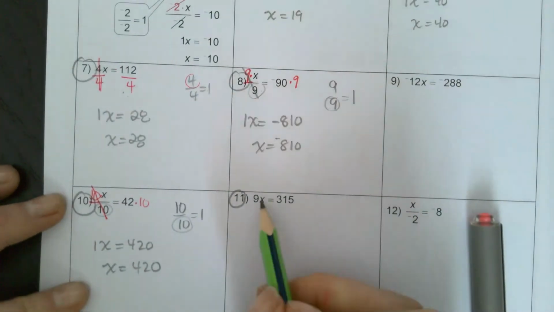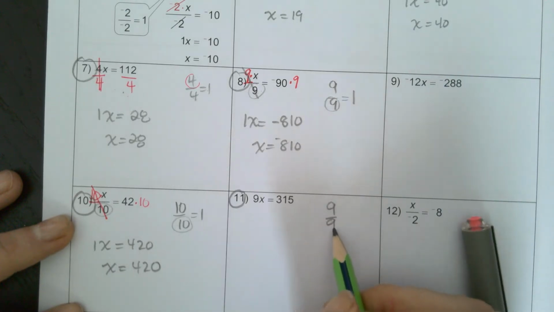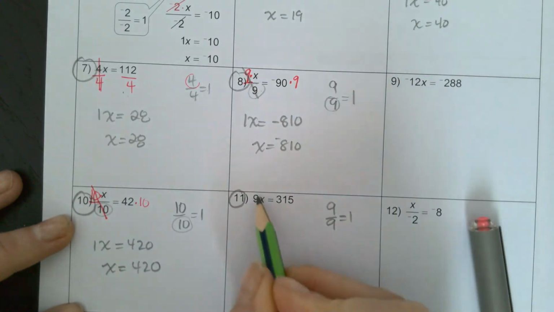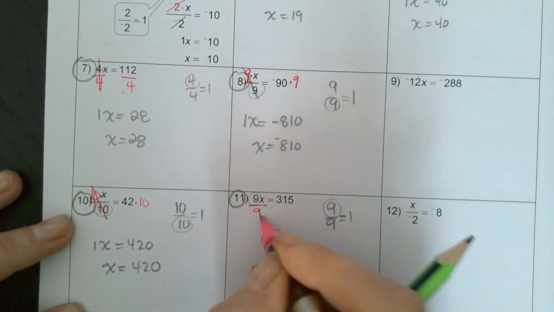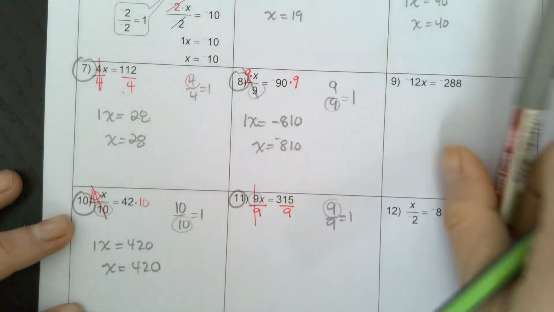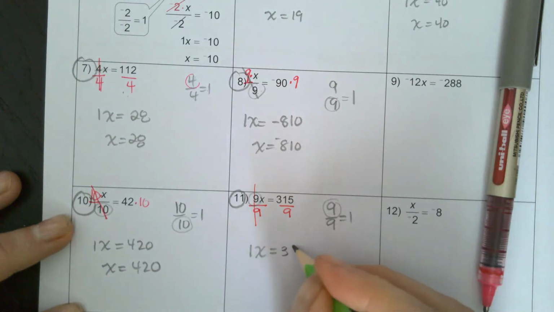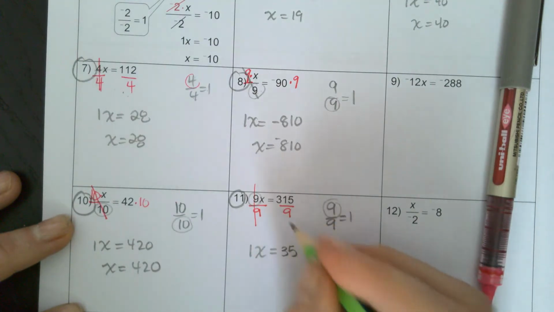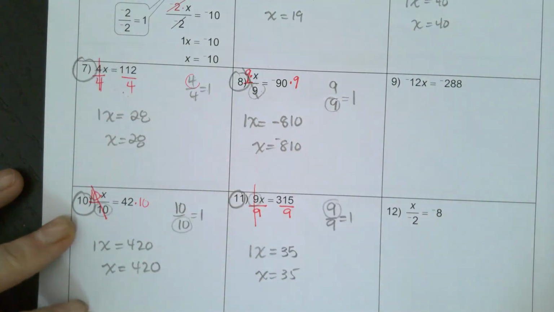So here x wants to be alone, so I need to get rid of the 9, so I'd use the fraction 9 over 9 equals 1. Here I have the top of the fraction, so now I have to put the bottom of the fraction on, and that makes it same over same, which equals 1. So that's 1x equals 35. If I do the divide, it's 35. So x equals 35. Okay, let's turn the page.